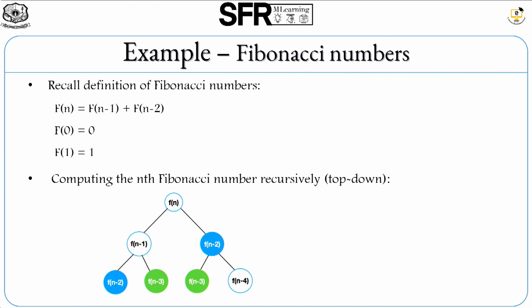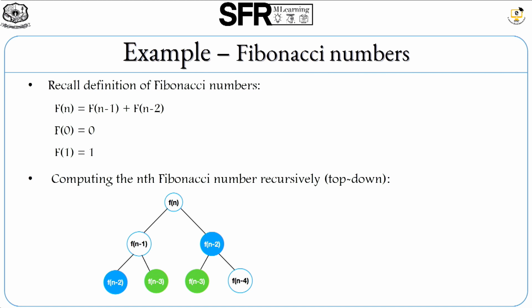So, let us see one example: the Fibonacci series. We are already familiar with the Fibonacci series. Let us just recall the definition of Fibonacci numbers. A Fibonacci number is the addition of the previous two numbers, that is, f of n is equal to f of n minus 1 plus f of n minus 2. Initially we take f of 0 as 0 and f of 1 as 1, so f of 2 is equal to f of 0 plus f of 1. We can compute Fibonacci numbers in two methods: one is the top-down approach, the memoization technique, and another is the bottom-up approach, the tabulation technique.